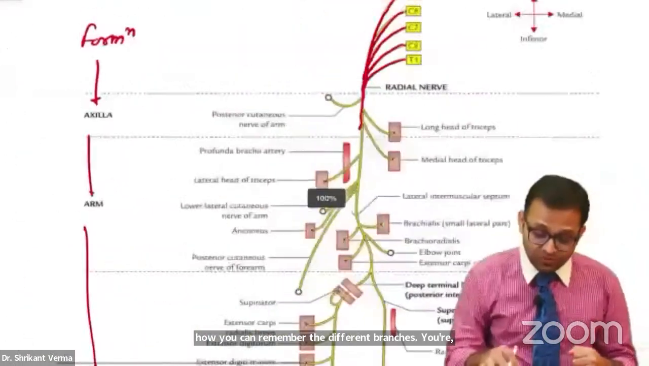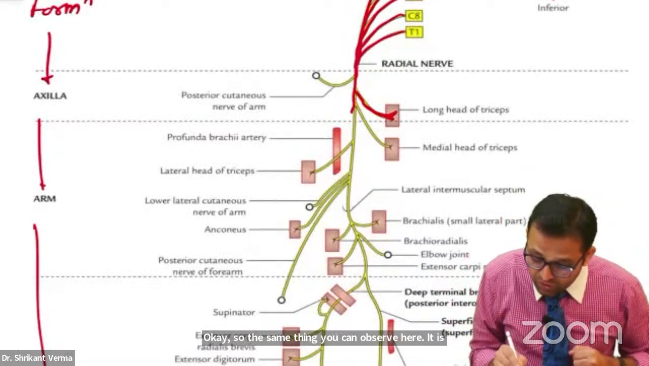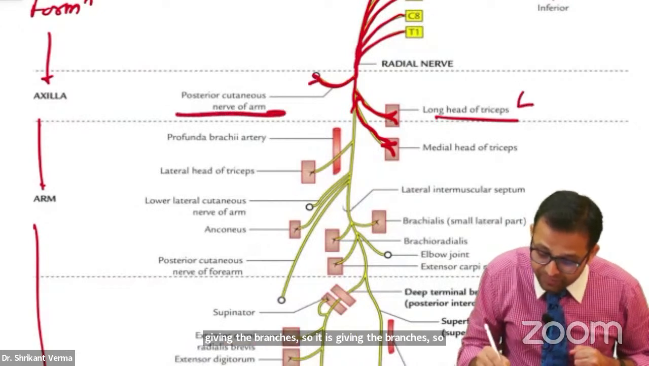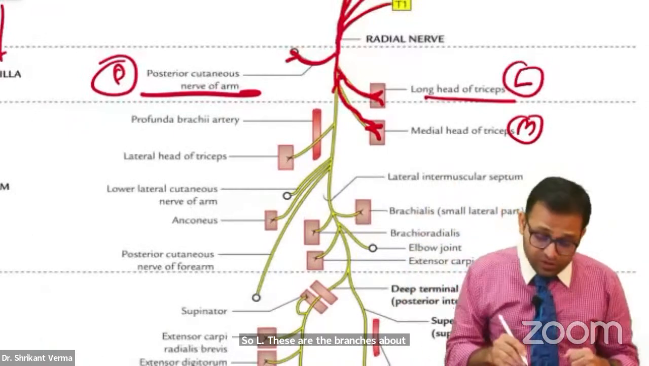Okay, so the same thing you can observe here. It is giving the branch to the long head of the triceps, medial head of the triceps, and posterior cutaneous nerve of the arm. So L, M, P. These are the branches above the radial groove.